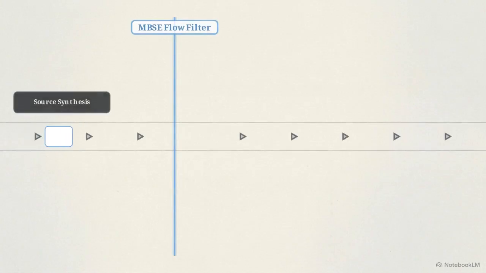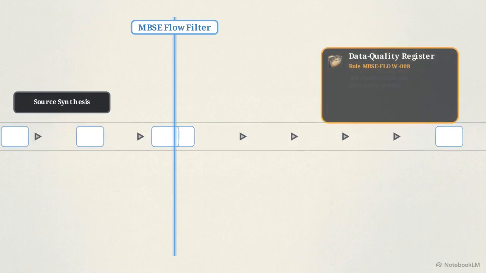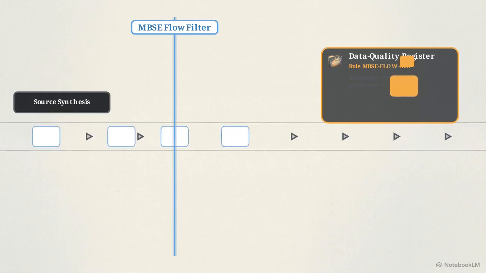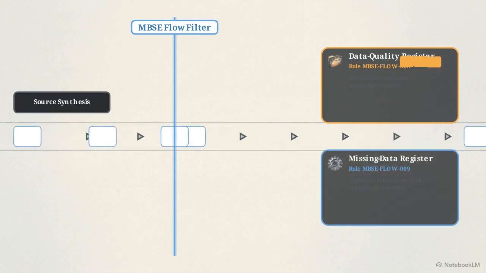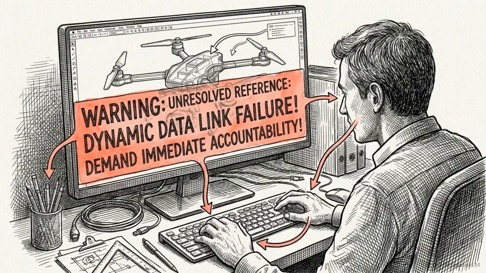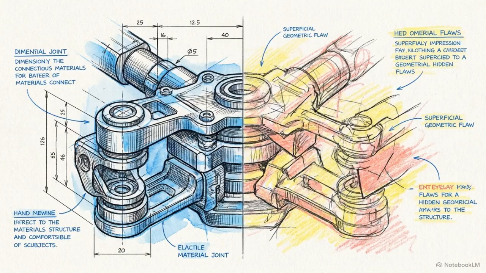Genesis intercepts these errors by routing every generated artifact through strict MBSE flow requirements. Flow Rule 008 governs data quality. Conflicting parameter values are mechanically intercepted and isolated into a dedicated data quality register. Simultaneously, Flow Rule 009 establishes a missing data register. Any necessary model artifact that lacks explicit parameters, like these ghost components, is captured here for human review. These registers drag unresolved references to the surface, demanding direct human accountability before the system can advance. Exposing structural gaps ensures engineering accuracy, whereas hidden flaws reduce an automated tool to a superficial demo generator.